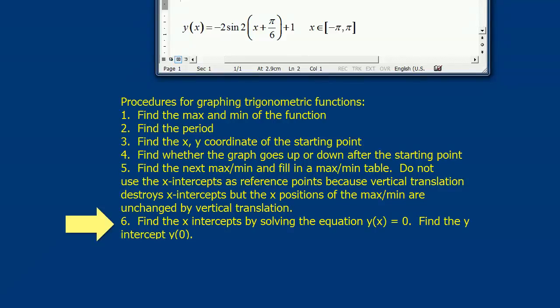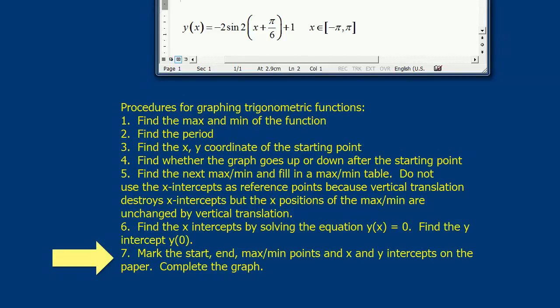Next, we shall find the x and y intercept of the function. We find the x-intercept by solving the equation y of x equal to 0. And we find the y-intercept by substituting x equal to 0. Here I shall skip the process of solving for the x-intercept and may be leaving this as another subject for another video.